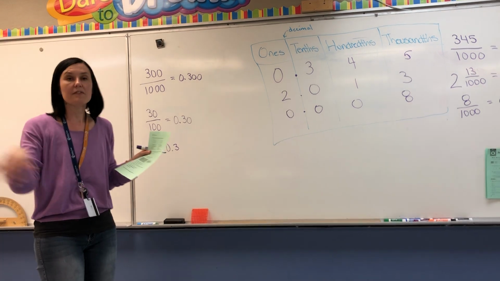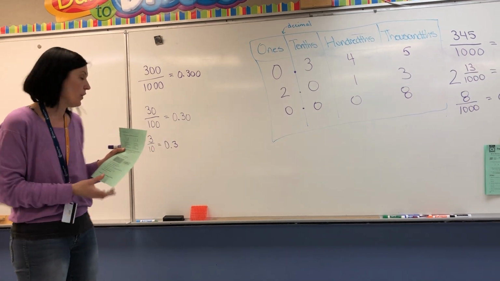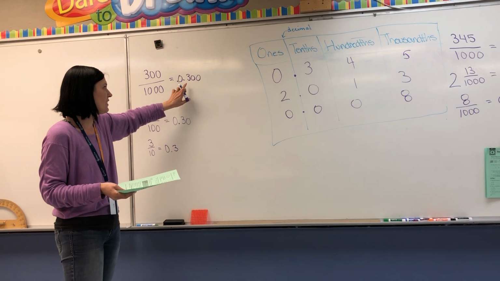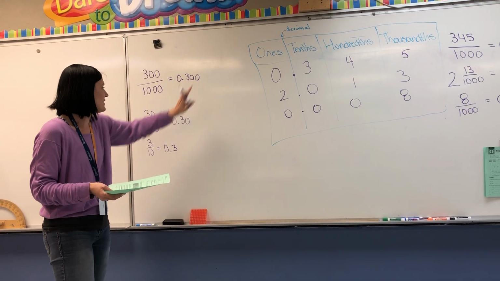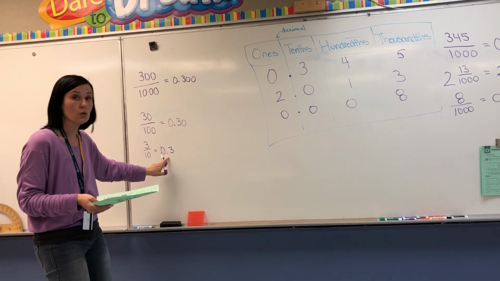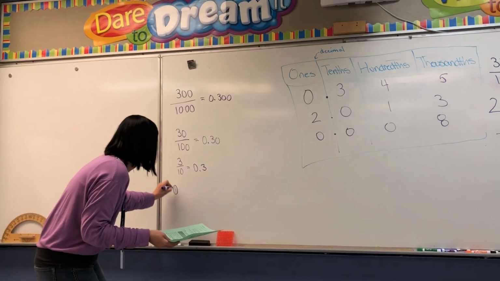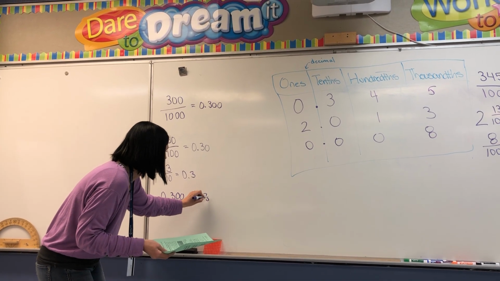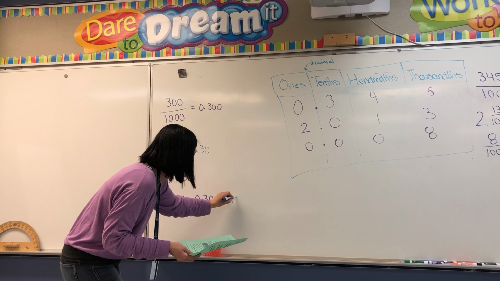So all of this just to tell you that 300 thousandths is equal to 30 hundredths is equal to 3/10. So let's just show that. So these are all equivalent, which is another word for equal.